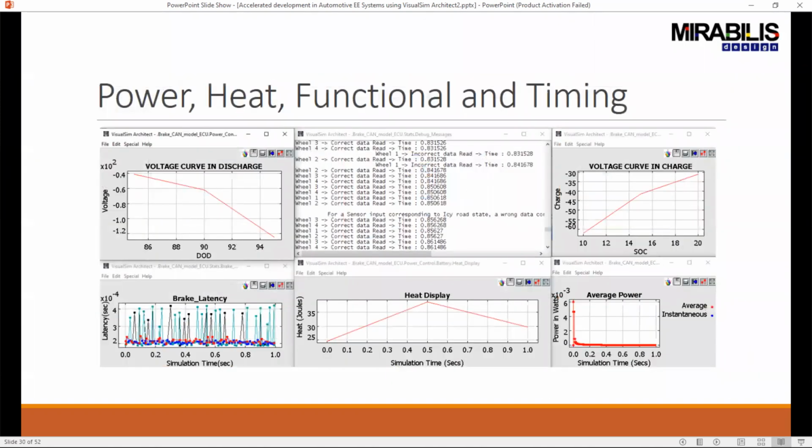From this simulation, we were able to get information on the power, the amount of heat dissipated, and the functional and timing analysis reports. Using this, we could see the functional messages, for example, whether the correct data has been read or whether incorrect data has been read. This debug information helps a lot in identifying bugs in the design and helps us fix them. For example, here we can see the sensor input corresponding to IC road has been determined, but it was the wrong data. So we could evaluate various aspects, including the functional and safety aspects of things.